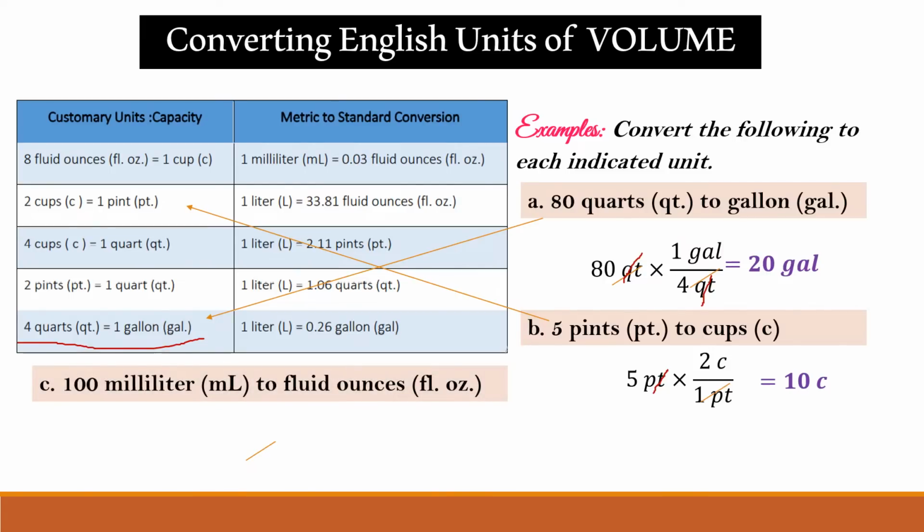And for the third example, we are going to convert 100 milliliters to fluid ounces. From our conversion table, we can use 1 milliliter is equal to 0.03 fluid ounces. And we will have 100 ml times 0.03 fluid ounces over 1 ml. We cancel ml to ml, and we are left with 100 times 0.03 fluid ounces, and the product is 3 fluid ounces.